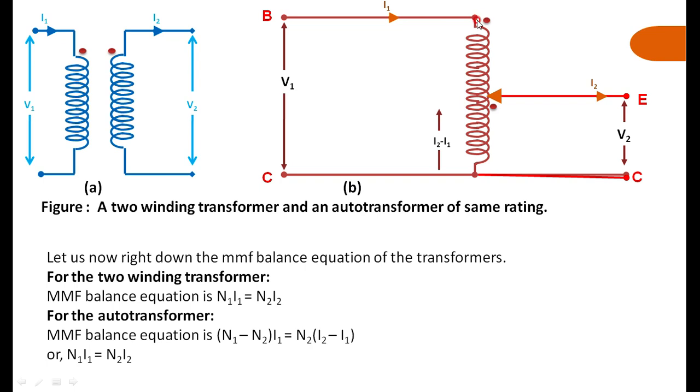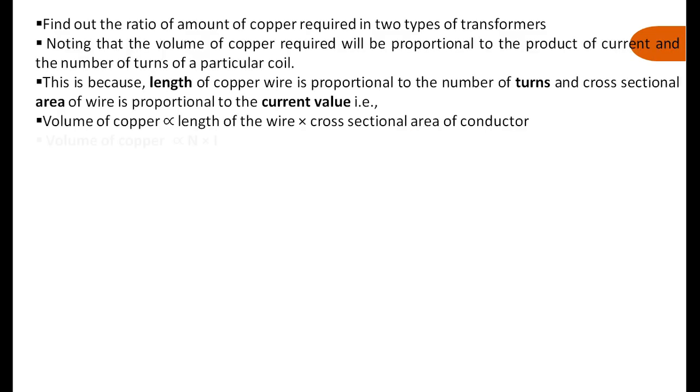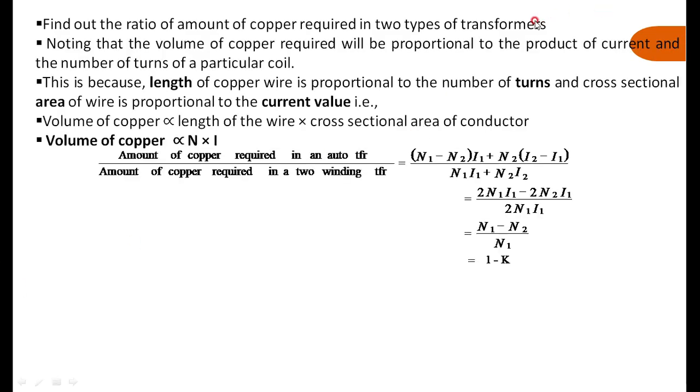Therefore, for the portion between B and E, the number of turns is N1 minus N2 and the current is I1. Therefore, the copper required for this portion is (N1 minus N2) into I1, and the copper required for the lower portion of the auto transformer, that is EC, is N2 into (I2 minus I1). The same thing I am writing here: (N1 minus N2) I1 plus N2 (I2 minus I1). This is the copper required for the auto transformer, that is the numerator.